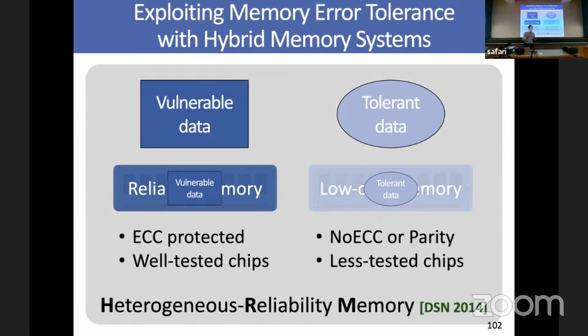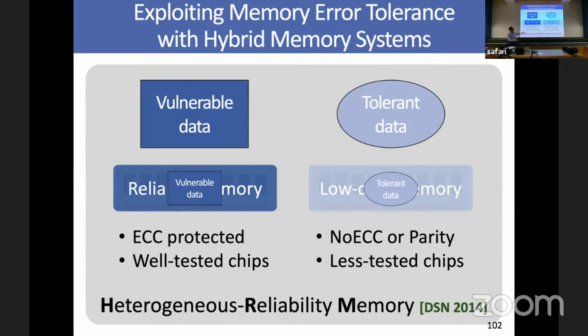So there is actually a huge design space over here. This reliable memory can be protected with error-correcting codes, maybe very well-tested chips, for example. It could employ many, many mechanisms over here, whereas here, maybe you don't care as much. No error-correcting codes, maybe some parity error correction, I don't know. Less tested chips. So you can actually reduce the cost of this significantly. And we call this heterogeneous reliability memory.